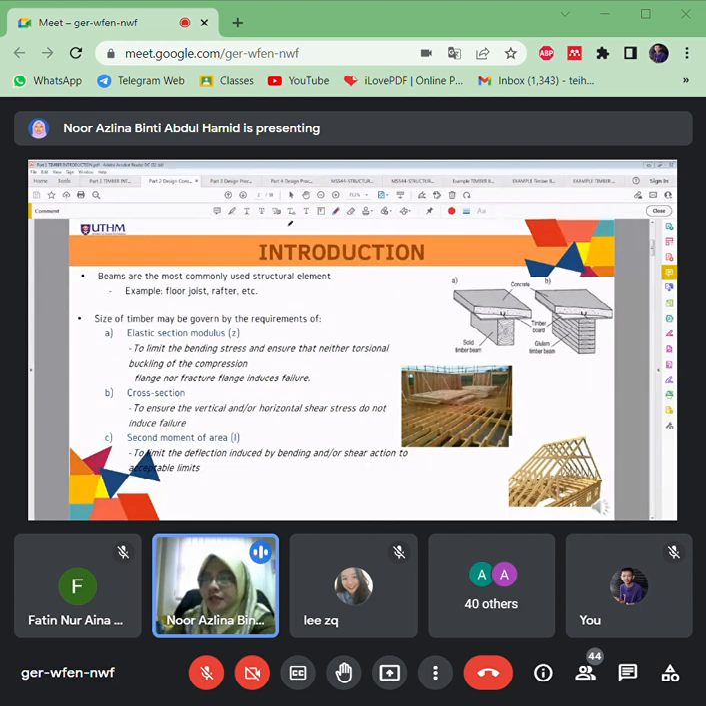Alright, so timber is commonly used as beams and also as joists here. So you need to understand the differences between beams and joists. If you look at this picture here, this is the main beam, the main beam.